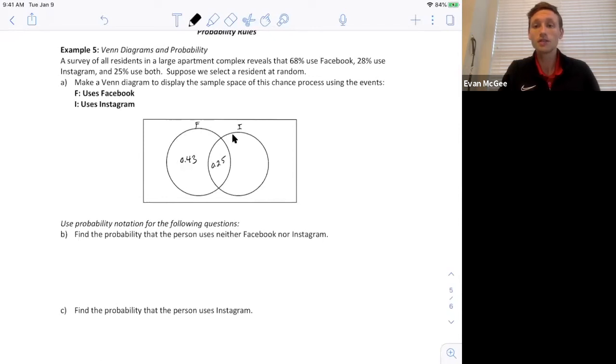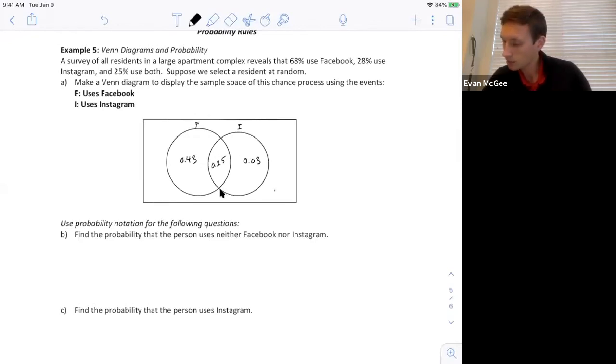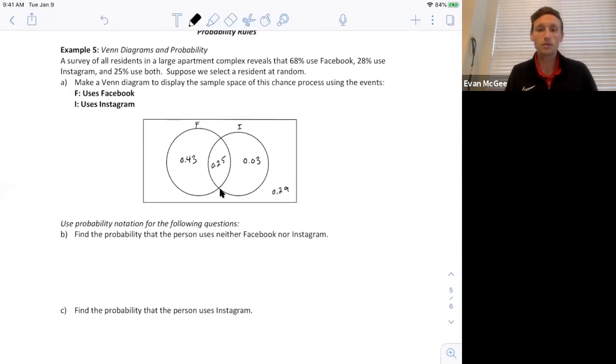I need to do the same thing for Instagram. There are 28% who use Instagram, which means 25 already in there. I only have 3% left over here. And now I need to see what this totals up to find out how much is left, because all of my percentages should add up to 100%. So I will take 100% and subtract these values to see that there are 29% who use neither Instagram nor Facebook. And so this is my sample space from a Venn diagram.